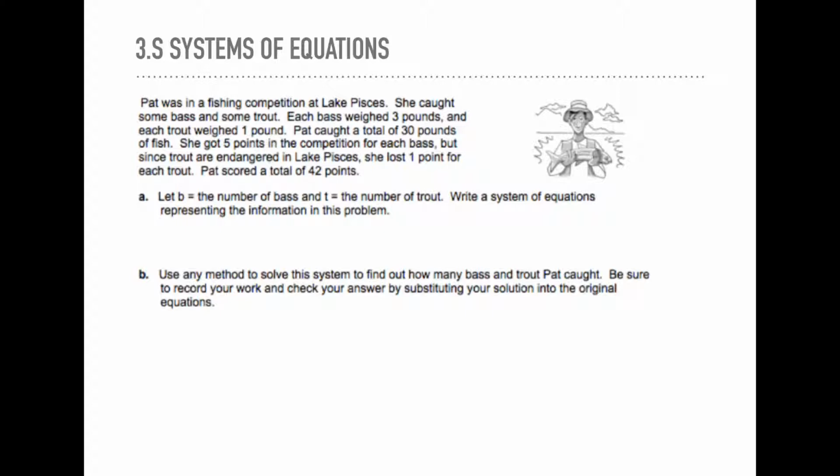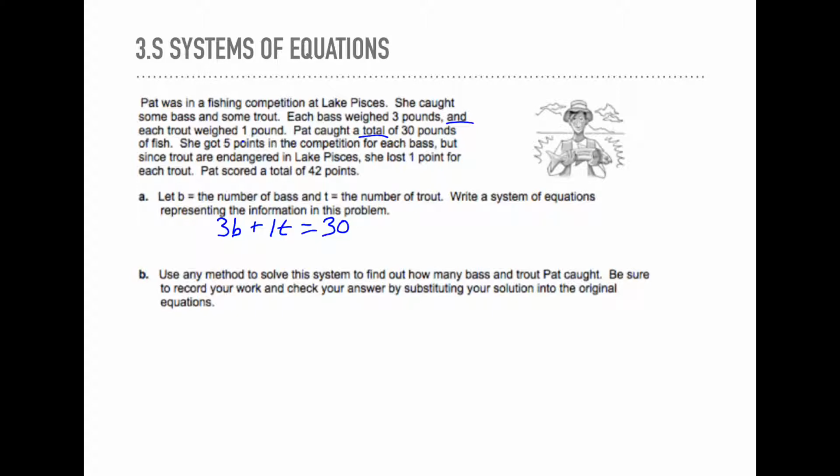So it says B is bass, and it says each bass weighed 3 pounds. So I can write that equation as 3b. Each bass weighed 3 pounds, and "and" in math means plus. Each trout weighed 1 pound, so that would be 1t, since I know trout is t. And then I know Pat caught a total, so when I see the word total, that tells me an equal sign of 30 pounds. So there's my first equation that's going to represent the weight in the pounds of fish that she caught.